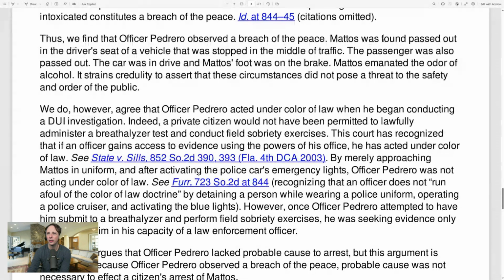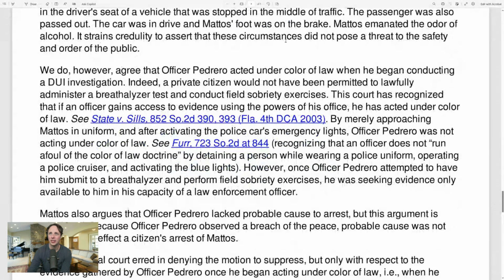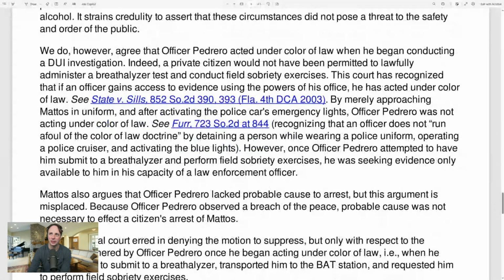Matos was found passed out in the driver's seat of a vehicle that was stopped in the middle of traffic. Okay. The passenger was also passed out. The car was in drive and Matos' foot was on the brake. Matos emanated the odor of alcohol. It strains credulity to assert these circumstances did not pose a threat to the safety and order of the public. We do, however, agree that Officer Pedreo acted under color of law when he began conducting a DUI investigation.